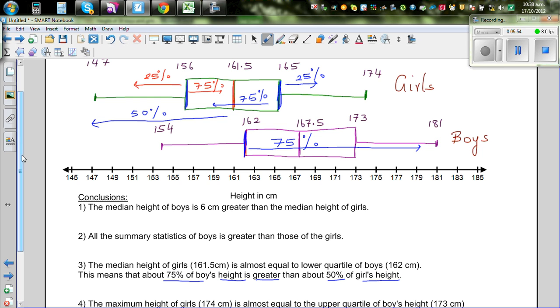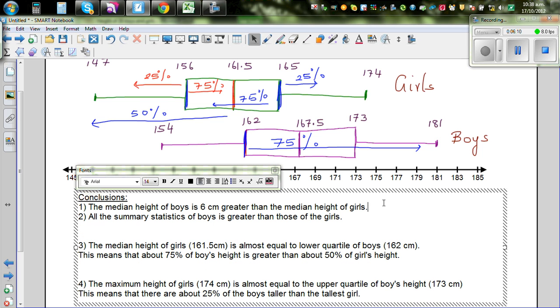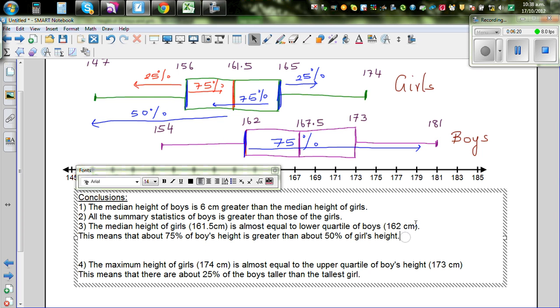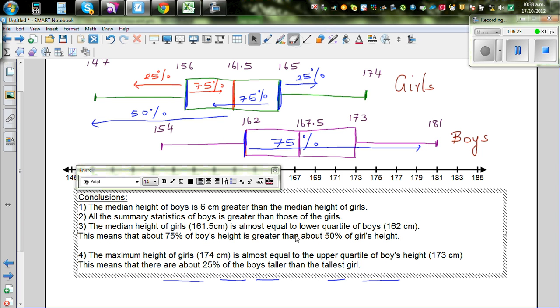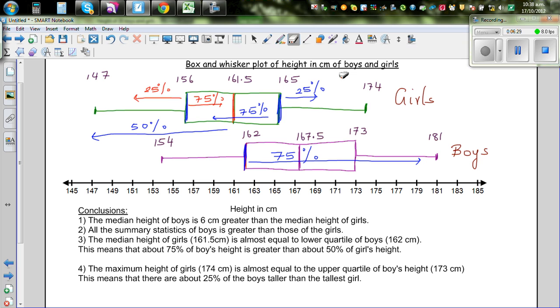And finally, let me bring this up so that you can see very clearly. The last conclusion is what I'm looking at. There are many other things that you can see. The maximum of girls, which is 174, is almost equal to the upper quartile of boys. That's what you observe.